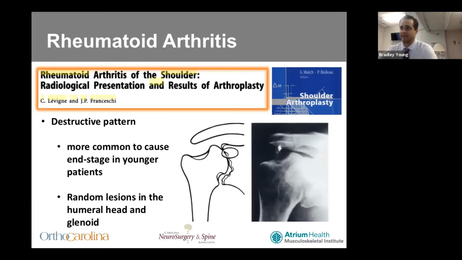This study classified radiographic shoulder rheumatoid arthritis into 3 patterns: concentric, upper migration, and destructive. We typically see the concentric and upper migration as less aggressive patterns that present in older individuals. The destructive pattern is what we're going to see in younger individuals. In this study, they had a mean age of 47. The destructive pattern is going to be characterized by randomly distributed lesions of the humeral head and glenoid, as in the images from the study that I added here.